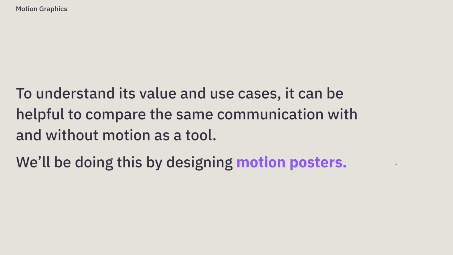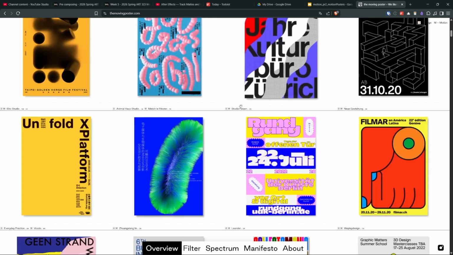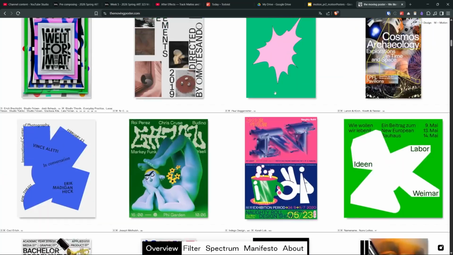So, to understand its value, it can be helpful to compare the same communication while it's static versus while it's moving. And one way that we can do that is by designing motion posters along with a static version of them. A lot of the things I'm going to be bringing up here come from Josh Schwab, who is an excellent designer who has done some writing on moving posters, as he calls them. These frameworks and terms come from his manifesto on moving posters. And this site is an excellent source of inspiration of them.